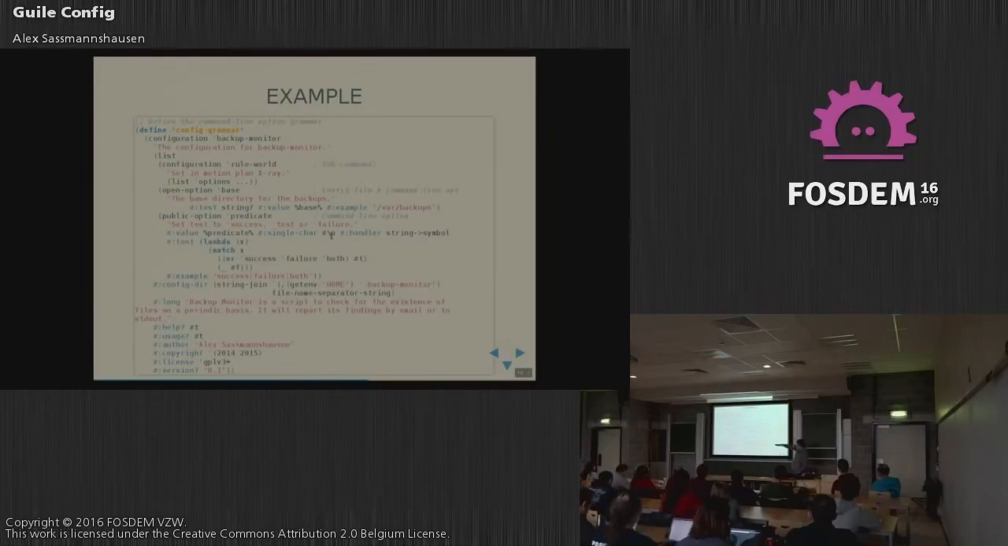And then underneath that, you just have a few more keywords for that configuration definition. So you can say where the configuration directory should be, so where the configuration file should be created. In this case, it's in the home folder under a subdirectory called Backup Monitor. It has a longer explanation which will be added to the configuration file that is generated.